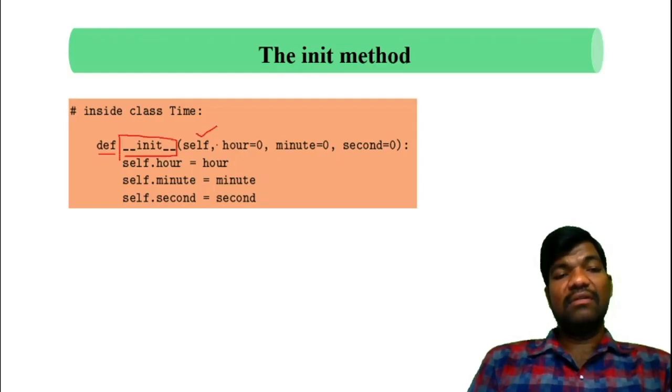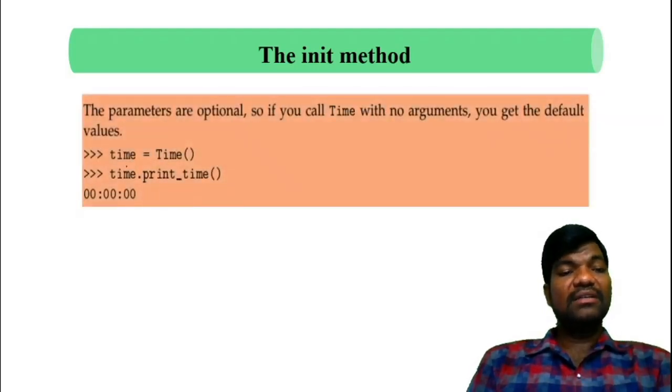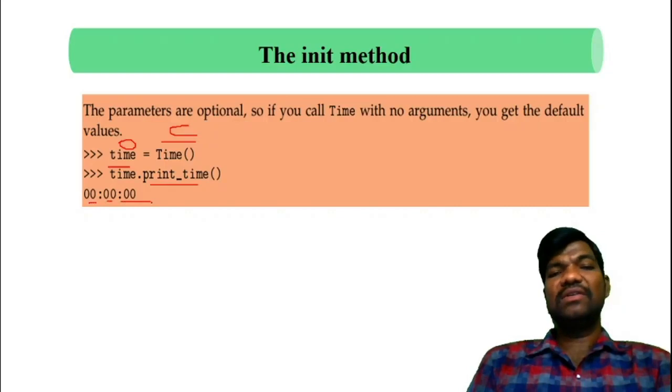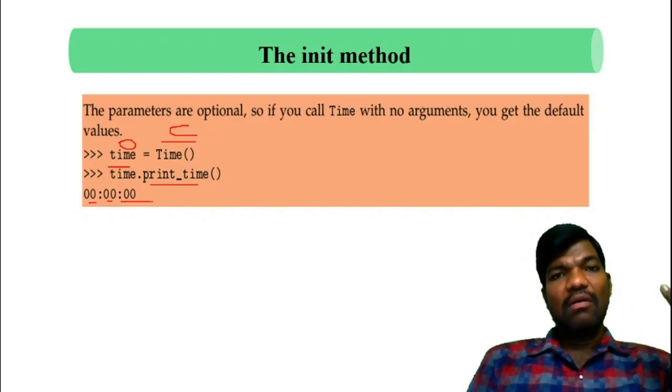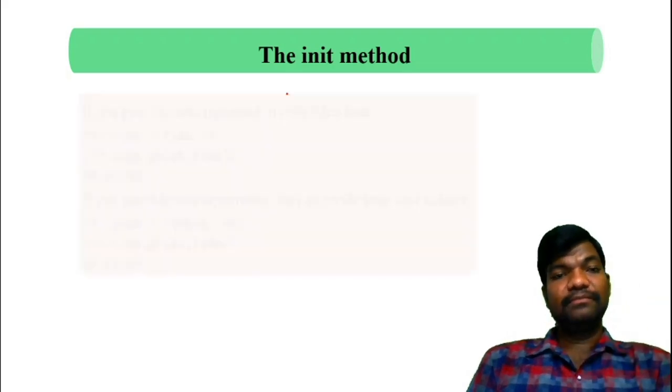Self is the first parameter. Hour equal to 0, minute equal to 0, second equal to 0. Initially all are 0. Then self.hour equal to hour, self.minute equal to minute, self.second equal to second. When you create an object of this class and print the time, it will display 0 0 0 because there are no other values. Initially we are giving zeros, that's why it will print zeros.